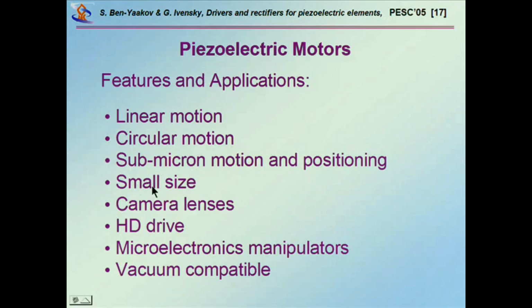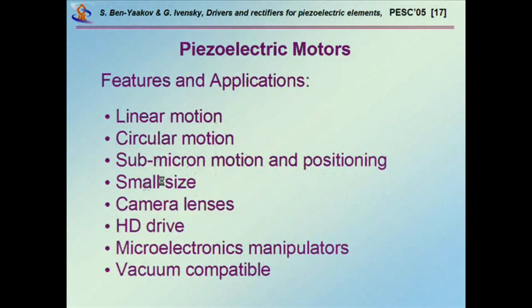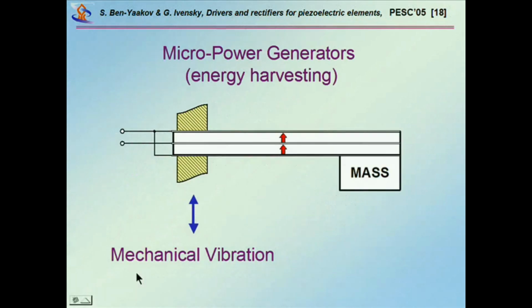It's used these days for lenses in cameras. They are using these types of motors, and the advantage there is they are very, very small. And now there are also applications which are more consumer-like. For example, they started to use it for hard disk drives, moving the head, and some other applications.